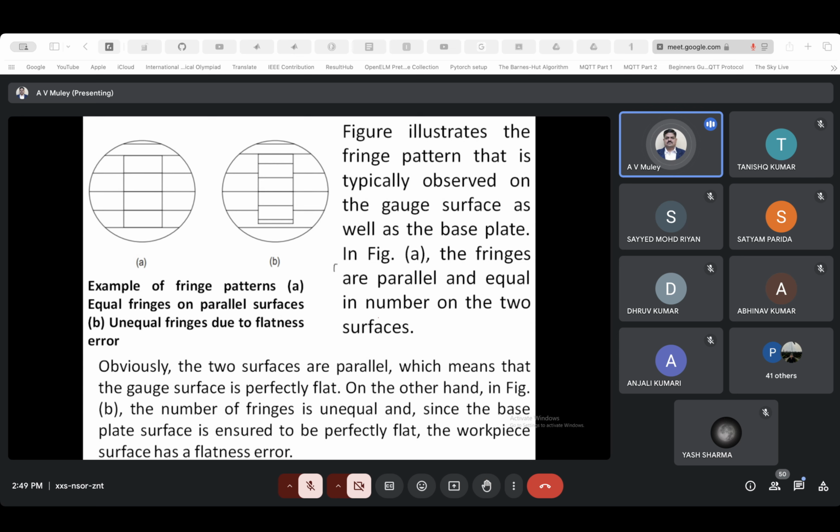Example of fringe pattern. Equal fringes on the parallel surface. या equal fringes होंगे या unequal है. तो ये flat हो गया, ये flat नहीं है क्योंकि unequal आ गया इसमें.